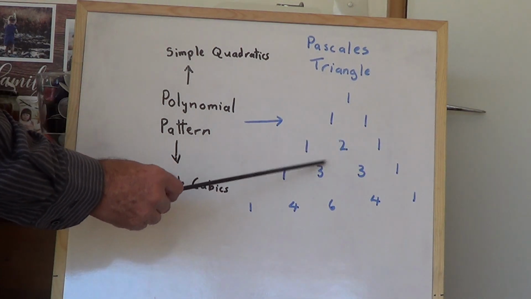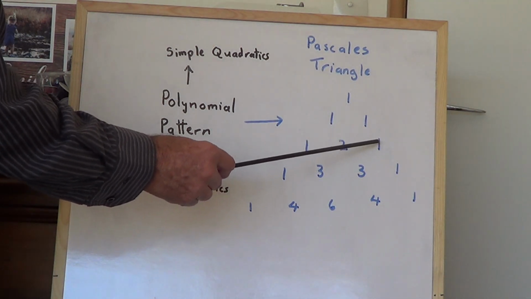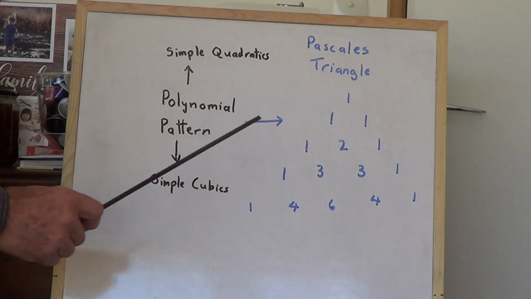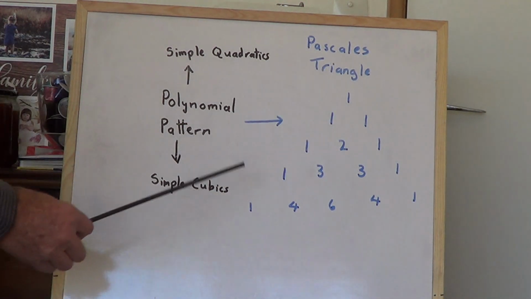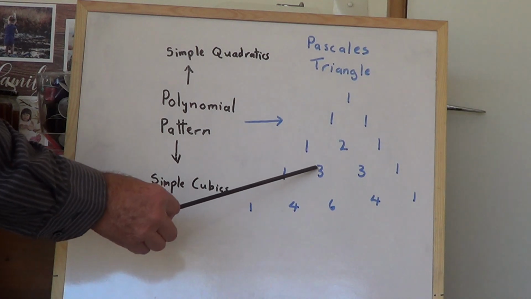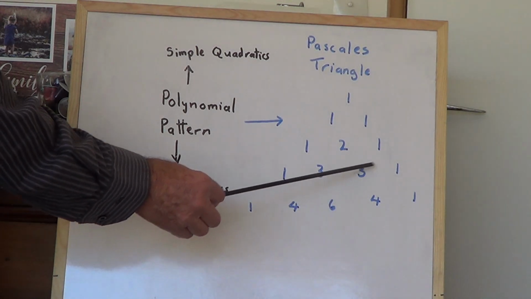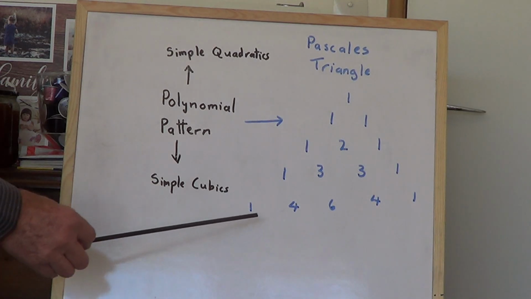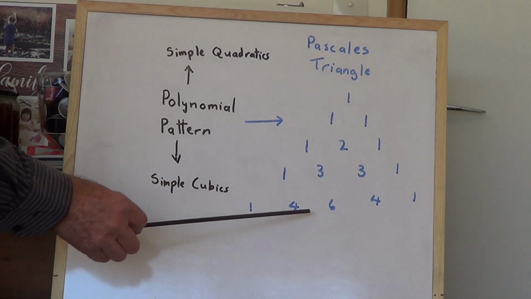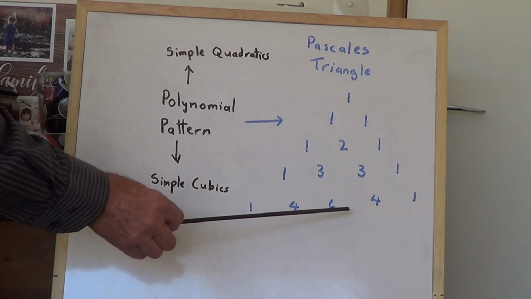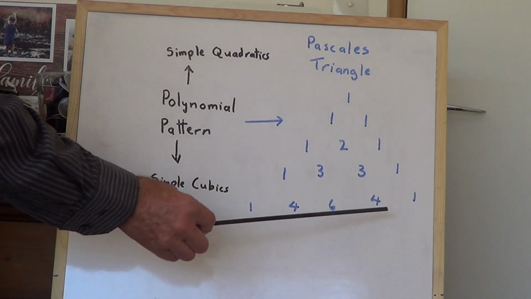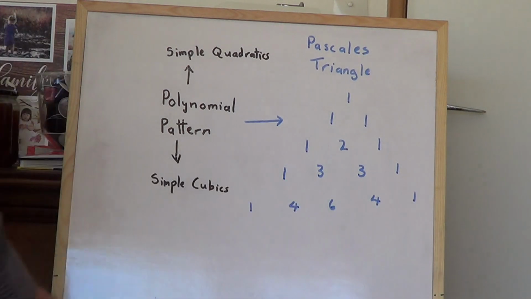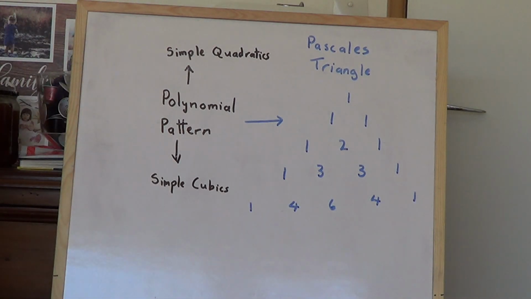1 and 2 make 3 there. 1 and 2 and 1 make 3 there. The next line, 1 and 3 make 4, 3 and 3 make 6, 3 and 1 make 4, and that's 1. If you went down 1 further, there'd be a 1 there, a 5 there. What would be there? There'd be a 10 there. What would be here? A 10, a 5, and then a 1. Pascal's triangle shows up in a lot of places, so it's a handy thing to know.